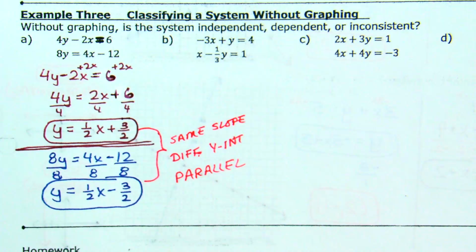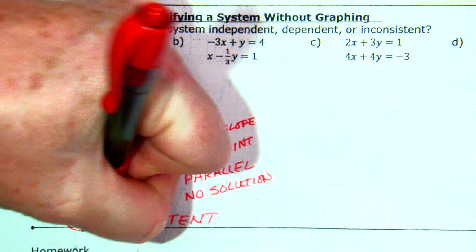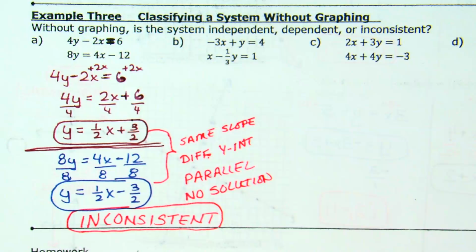And so there is no solution. And I heard the official word back there: inconsistent. Yeah. Inconsistent is the one where there is no solution. The lines will never cross, never touch. Okay? So that's the analysis you're doing at these types of problems. Does that give you an idea of how to do those?